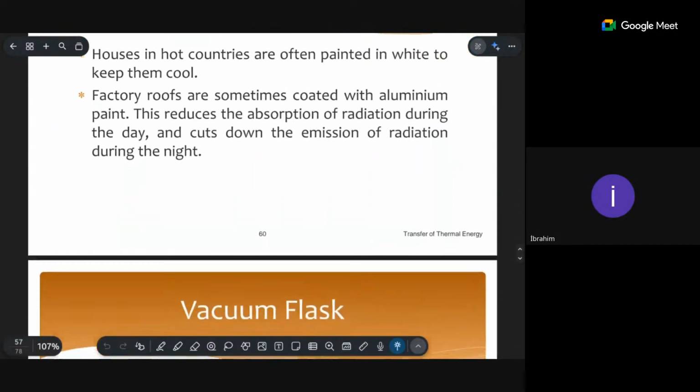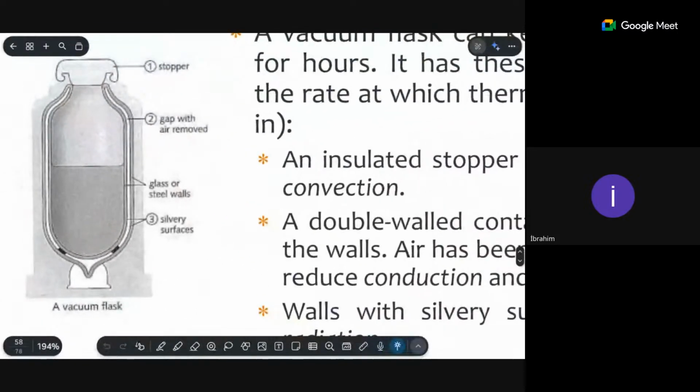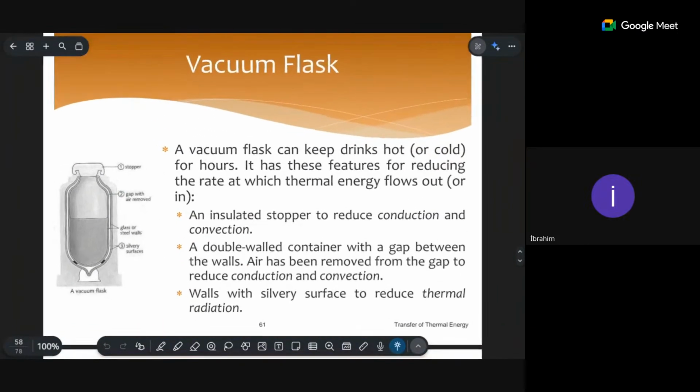I believe that it will be clear to you. Then one of the best examples is the thermos flask. In a thermos flask, did you notice there is a vacuum placed between the walls, and then there are some rubber seals, a silvery polished surface, glass or steel walls, and caps with the air removed, and the stoppers. All these enhance the containing of the heat properly.